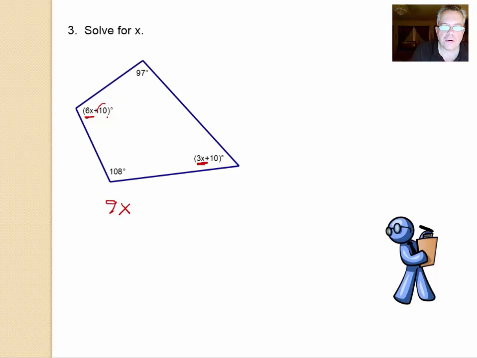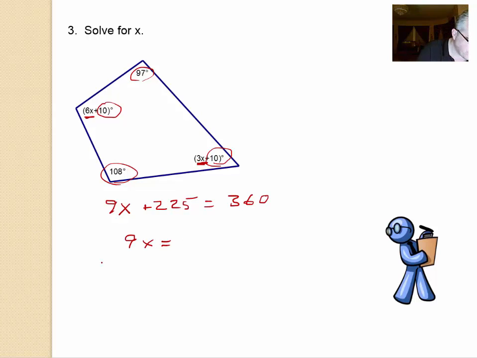Then we can add up the number parts. We got a 10, a 97, a 10, and a 108. Let me add those up. So 3 plus 108... those add up to 225. So we have 9x plus 225. That's the sum of the angle measures. And for quadrilaterals, they add up to 360. And now we can solve. If we subtract 225 from both sides, we get 135. And we just got to divide by 9. And we get x equals 15.